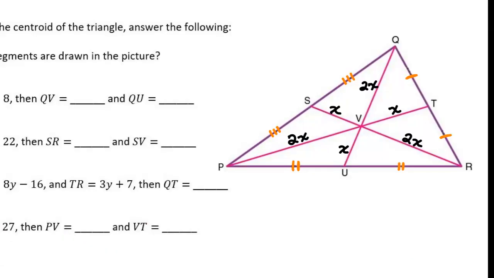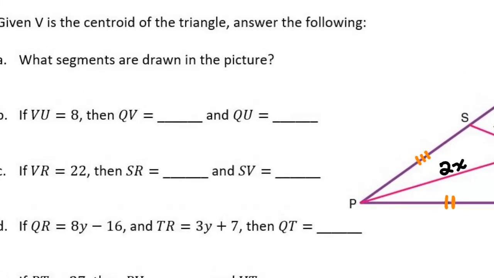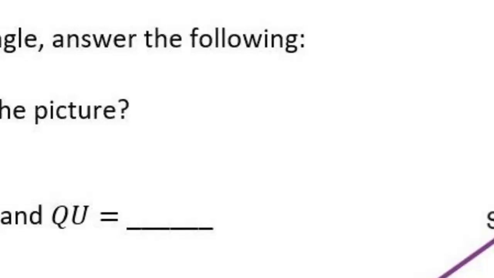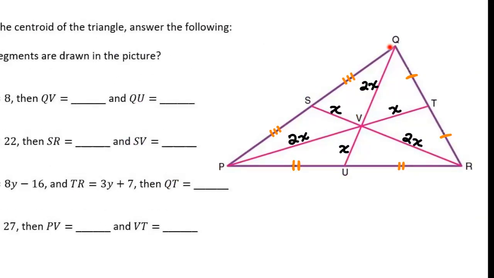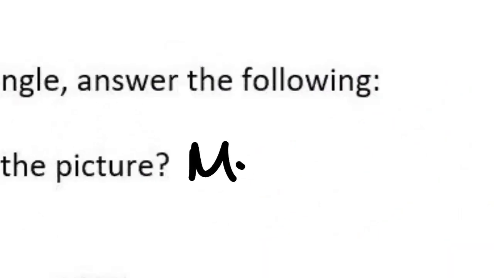So those X and 2X relationships hold for a single median. What I am saying is that this part SV is half as big as this part RV. I am not saying that SV and VU are the same size. All right, so let's look at what we've got. What segments are drawn in the picture? What are those segments? What do we call this right here? Median, yes. Those are all medians.